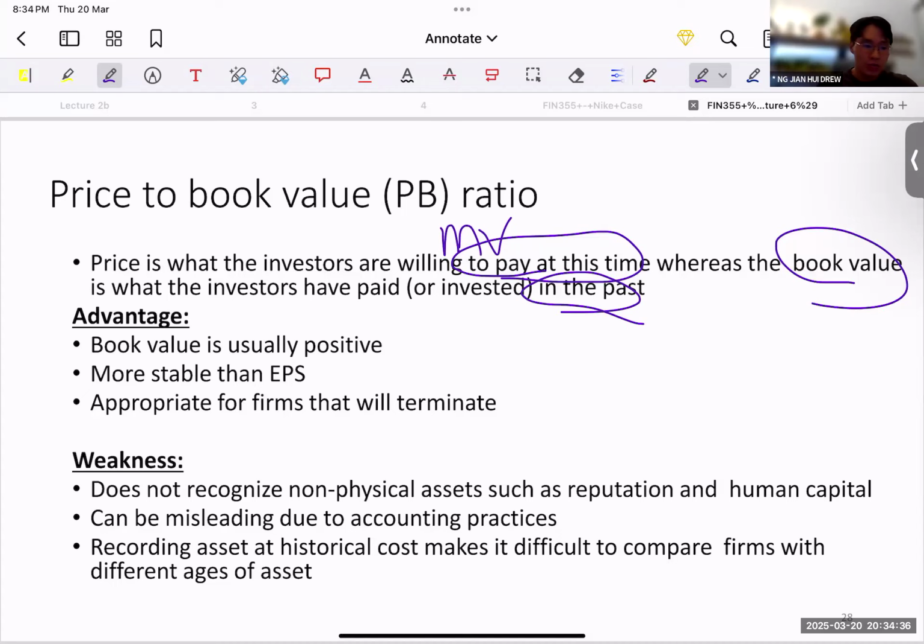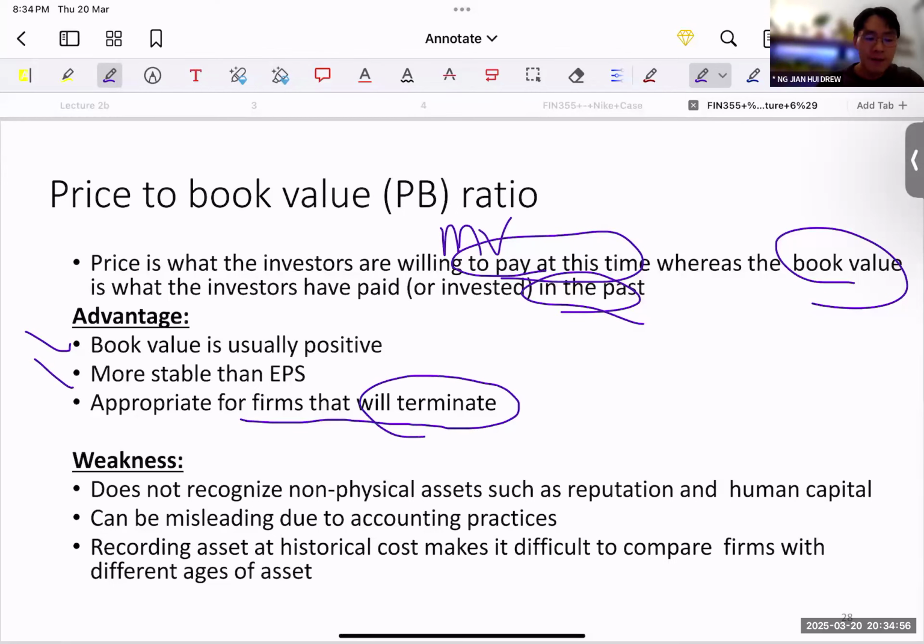The good thing about this ratio is it is generally positive because your book value is always positive. It's more stable than your earnings per share, right? Earnings keep on changing, and it can be subject to earnings management.